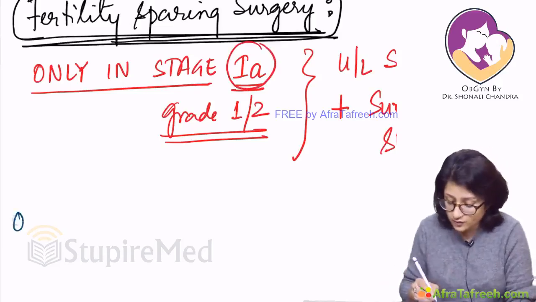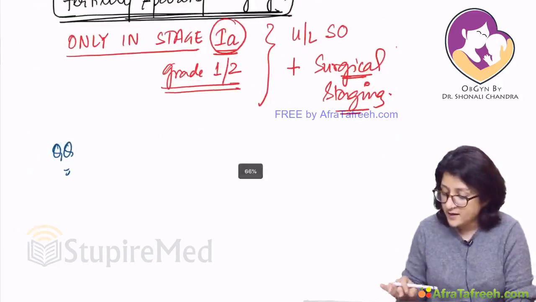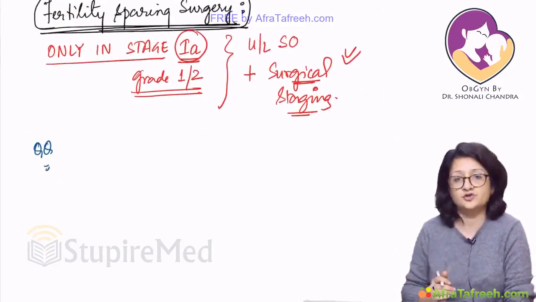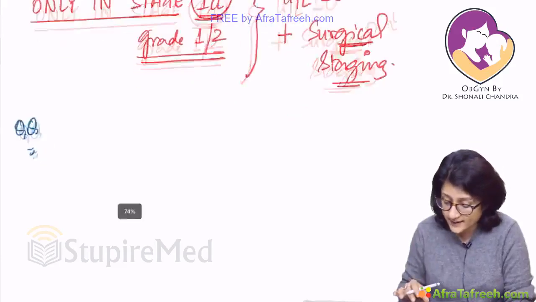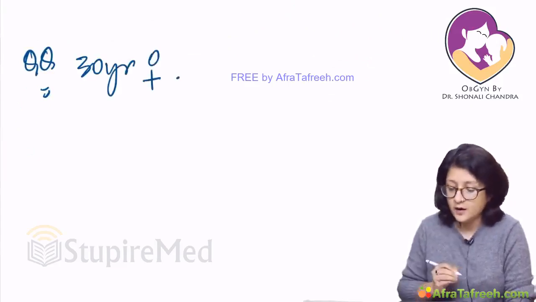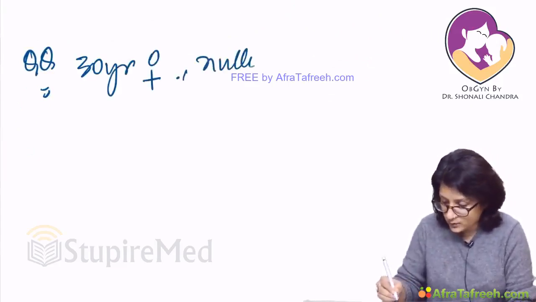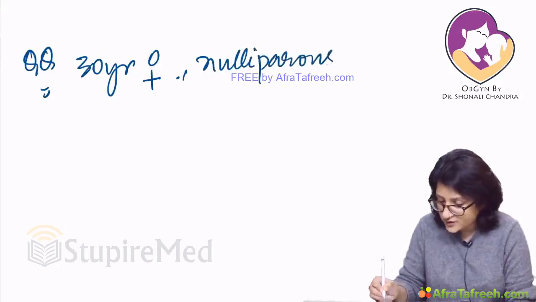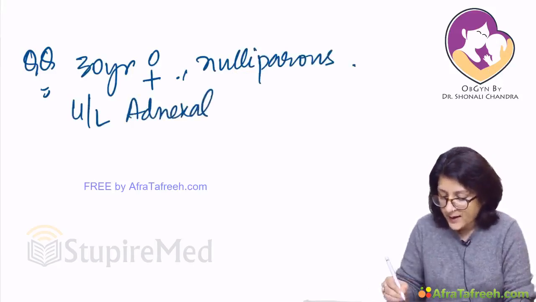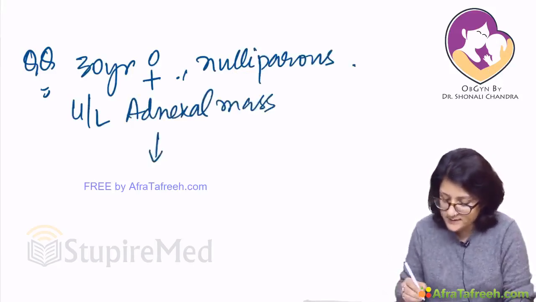And there was a question in the exams which helps you understand the importance of this information. Let's say there's a 30-year-old woman, okay? There's a 30-year-old female who is nulliparous, and she had a unilateral adnexal mass, and she underwent a cystectomy.